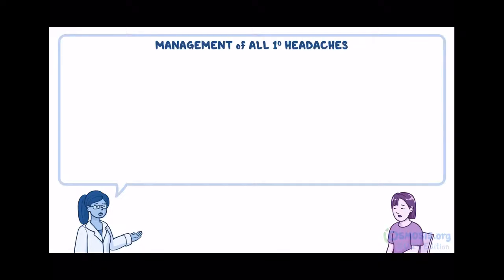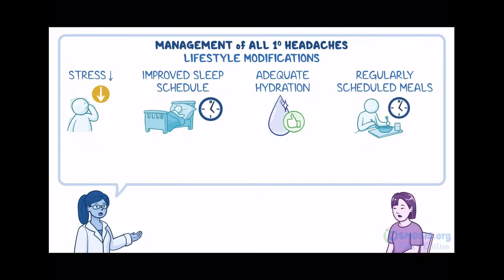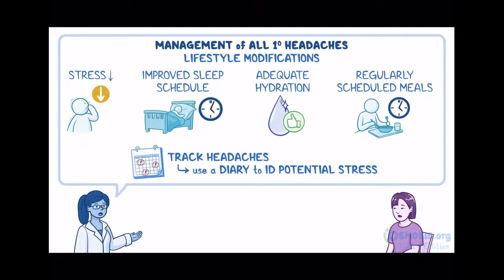Management of all primary headaches, including tension-type headaches, should start with lifestyle modifications, such as stress reduction, improved sleep schedule, adequate hydration, and regularly scheduled meals. Also, encourage the patient to track their headaches and use a diary to identify potential stressors and triggers.